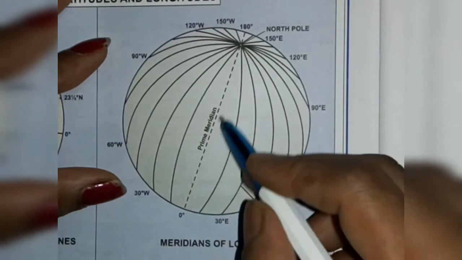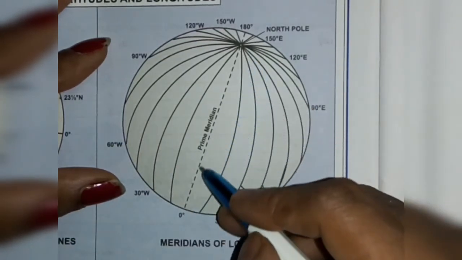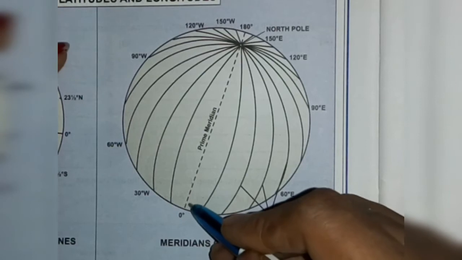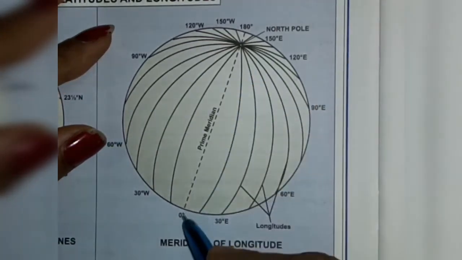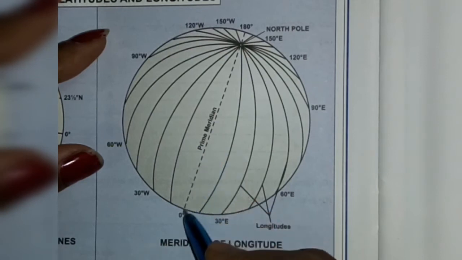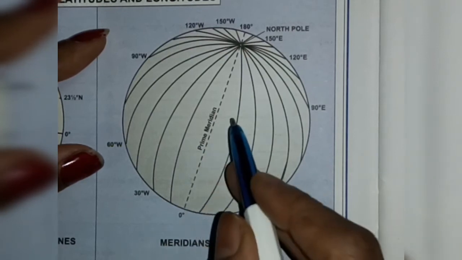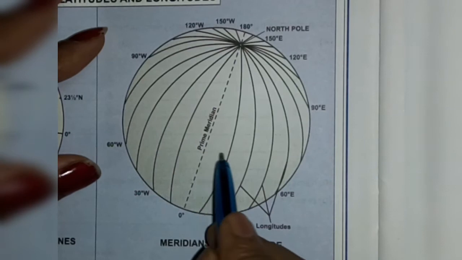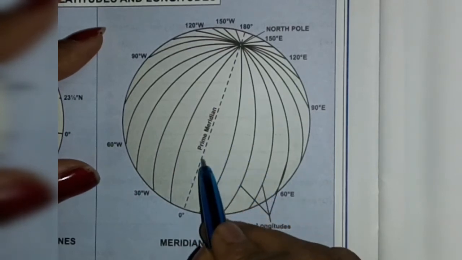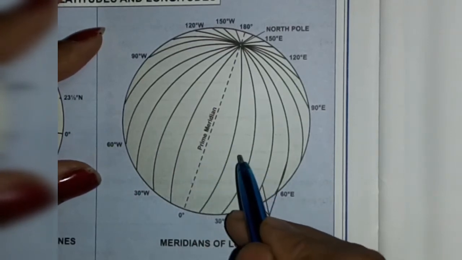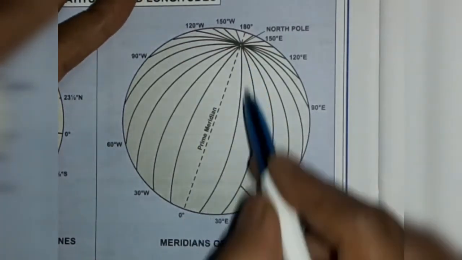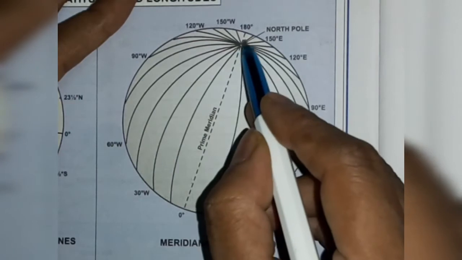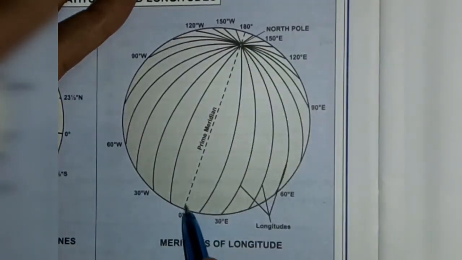The 0 degree prime meridian, we can say, is the international time zone reference. This 0 degree longitude is used to divide the world into different time zones. Okay, that we will talk about in our next video. So these are the longitudes you can see here. All these longitudes are meeting at the North Pole and South Pole.